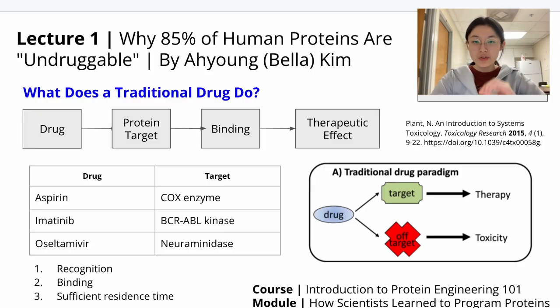A drug has a protein target, and when it meets a protein target, it initiates a binding process, and that leads to a therapeutic effect in the body. We see this being the case with many of the drugs that we use in daily life. We see this with aspirin, which targets the COX enzyme. We see this with imatinib, which targets the BCR-ABL kinase. We see this with oseltamivir, which targets the neuraminidase enzyme. And so they all generally follow a pattern of recognition followed by binding, and this is only possible if they have a sufficient residence time, which is the duration for which the drug stays bound to the protein target.